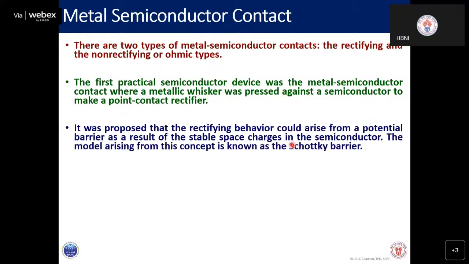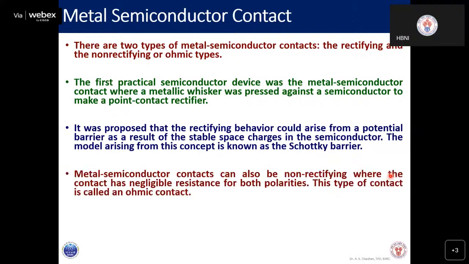It was passing current only in one direction. It was proposed that the rectifying behavior could arise from the potential barrier as a result of the stable space charge in the semiconductor. The model arising from this concept is known as the Schottky barrier. So what is a Schottky barrier? You have a metal contact. Metal is made to contact with the semiconductor.